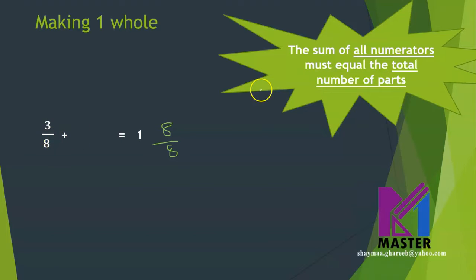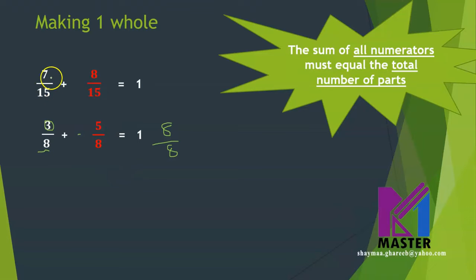Another way, we said the sum of all numerators must equal the total number of parts. I have here the number 3, and the total number of parts is 8. So I need a number here that, when I add it to the 3, gives me 8. 3 plus what gives 8? Of course, 3 plus 5. So the missing fraction here will be 5/8. So 3/8 plus 5/8 equals 1. Now the total number of eighths is 8/8, which is 1 whole. Is it clear? Let's see more examples.